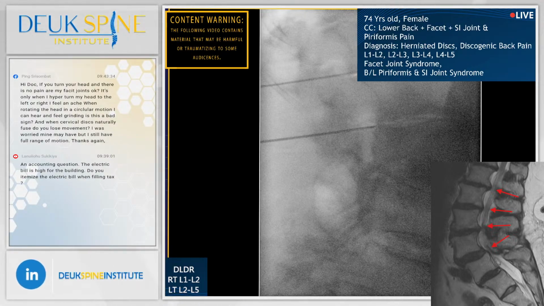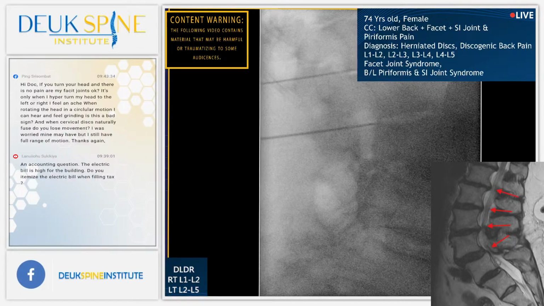All right, we're just about to get our needle in on the left side at L2-3. Give me a second. I'm about to get in. Let's just see. She's very difficult to get into, by the way, because her spine is so collapsed, meaning the discs are so degenerated.